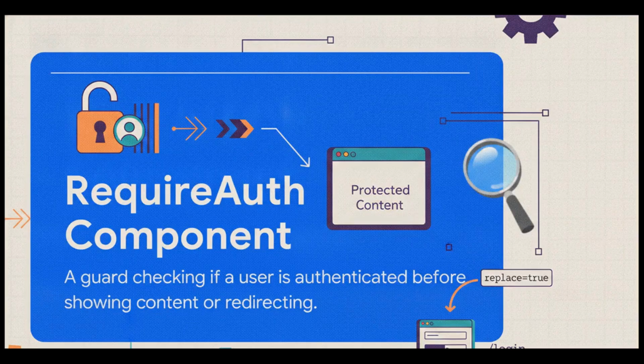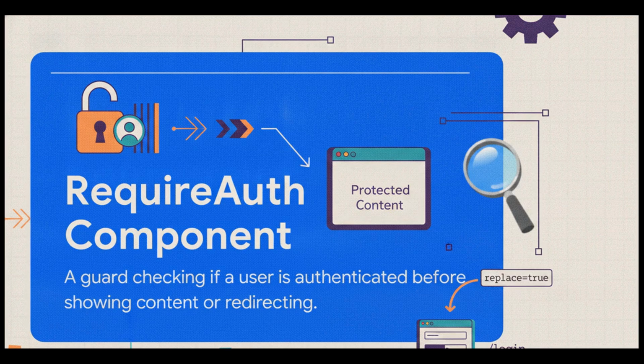To actually build these locks, we use what's called the RequireAuth pattern. It's essentially a custom guard component that you wrap right around your protected routes. It checks, hey, is there an authenticated user right now? If yes, awesome, it renders the protected content. If not, it immediately kicks them over to the login route using a Navigate component.